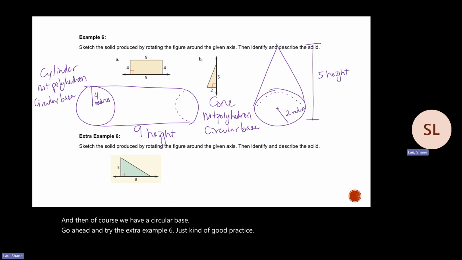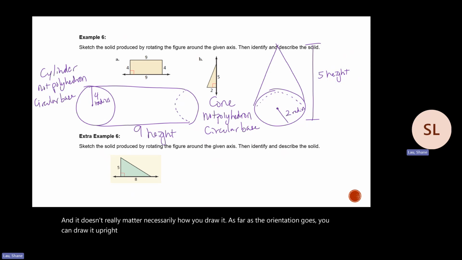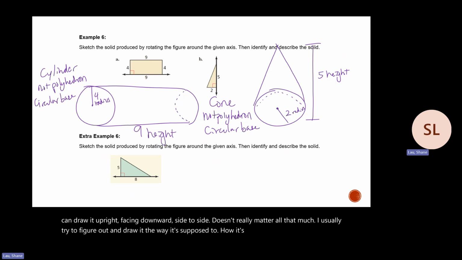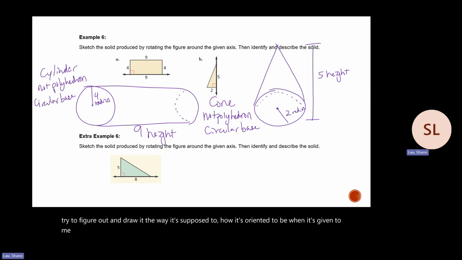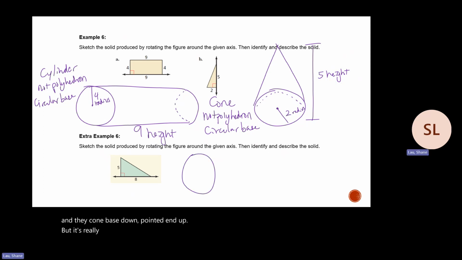And it doesn't really matter necessarily how you draw it as far as the orientation goes. You can draw it upright, facing downward, side to side. It doesn't matter all that much. I usually try to draw it the way it's oriented to me when it's given to me. That's why I drew the previous 2 pictures the way I did, right? The cylinder side to side and the cone base down, pointing end up. But it's really just a preference thing.